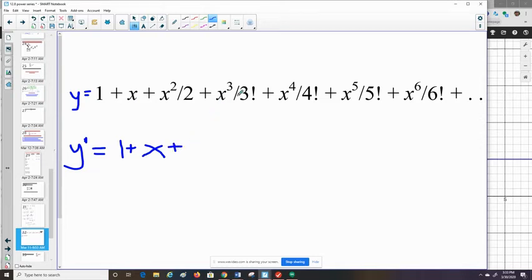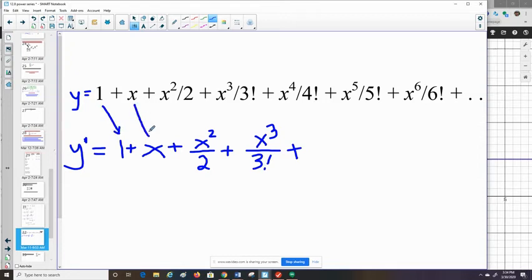The derivative of x cubed over 3 factorial would be 3x squared over 3 factorial, but 3 divided by 3 cancels out the 3 and leaves us with just 2 factorial in the bottom. Some light bulbs are going off, hopefully, as you're watching this. The derivative of x to the fourth over 4 factorial is 4x cubed over 4 factorial, but the 4's cancel out, leaving us with 3 factorial, and maybe you're starting to see what's happening here.